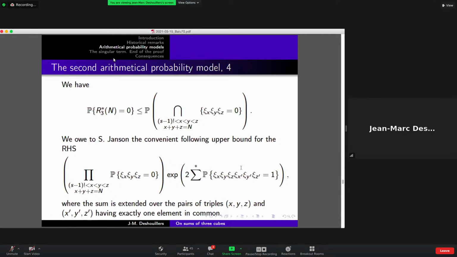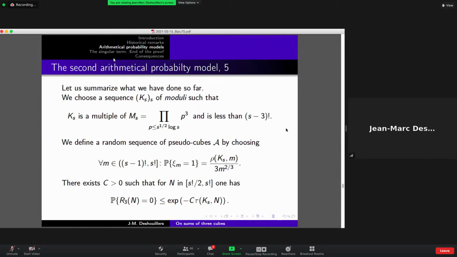So you look at all the pairs of triples which have exactly one element in common. Okay, now you know that this is fine because this is 1 minus something, and this 1 minus something you can exploit, and this you can also say something about. So let us go to the next one.